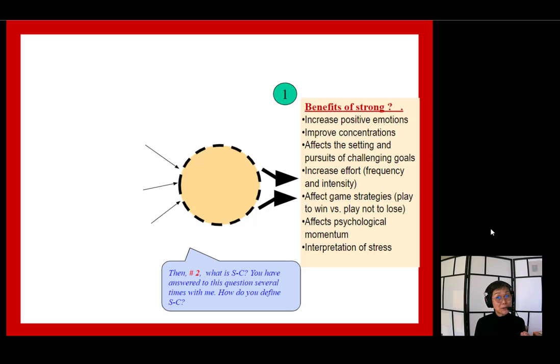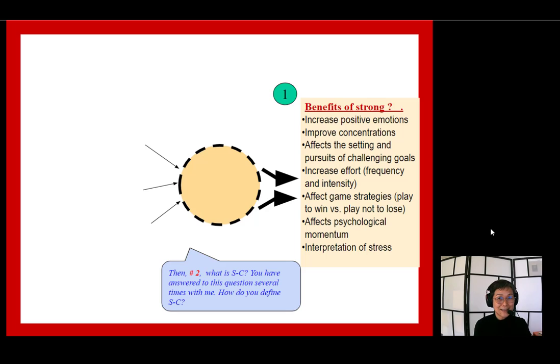It also affects game strategies. You know, some people play to win versus some people play not to lose. And we have seen that quite a bit in our PPK personal experiences. If you have a strong one of this, you tend to perform to achieve and win. If you have this psychological factor strong, it affects your psychological momentum and your flow experience. Even more, if you have a strong this, you tend to interpret stress as what? Something controllable, something you can manage.